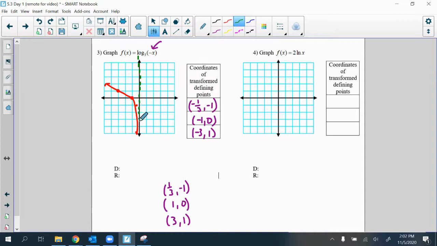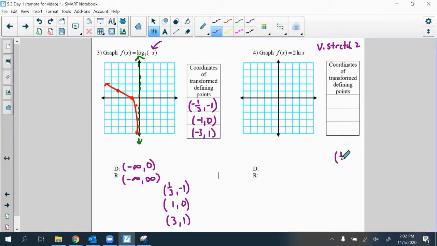And so if I analyze this situation, I would have the domain is -infinity to 0, and the range is still -infinity to infinity. Number 4, f of x is 2 natural log of x. So essentially what's happening is I'm having a vertical stretch of 2 to all of my original points.